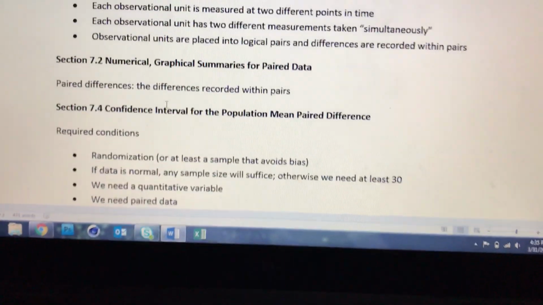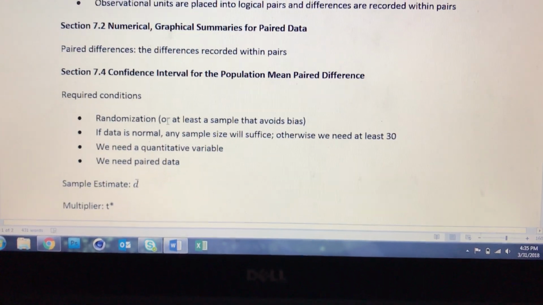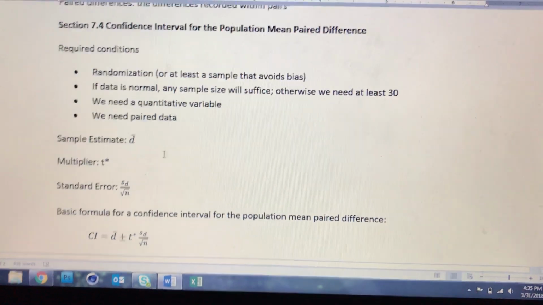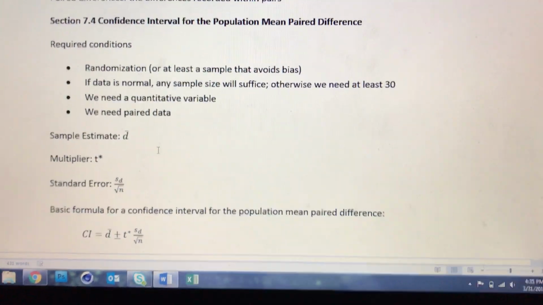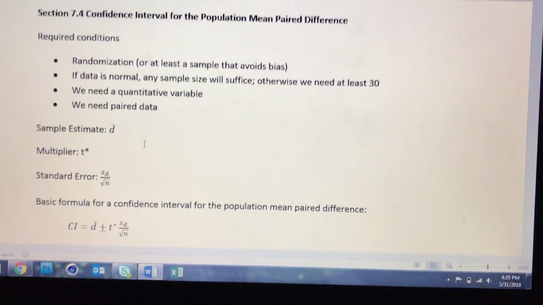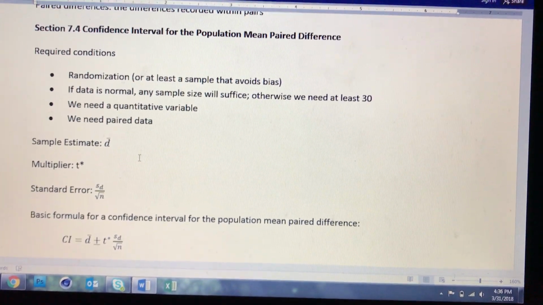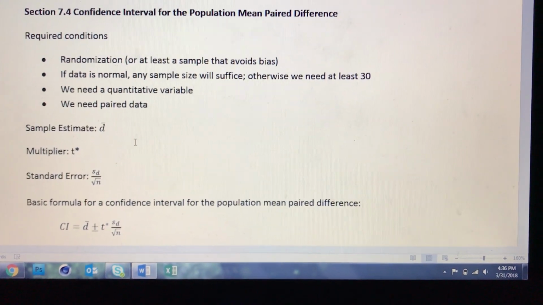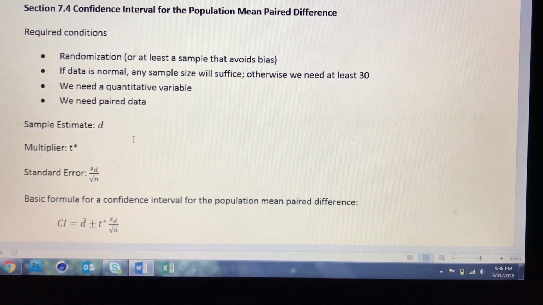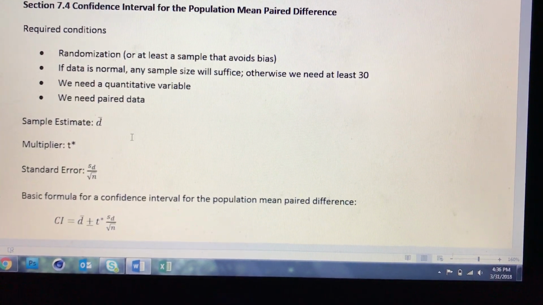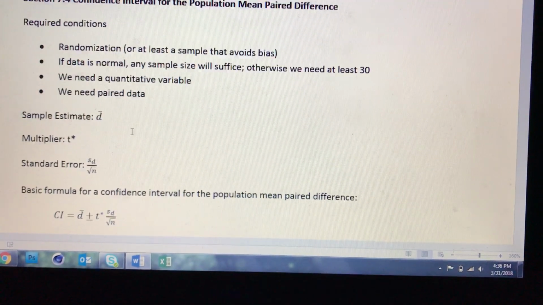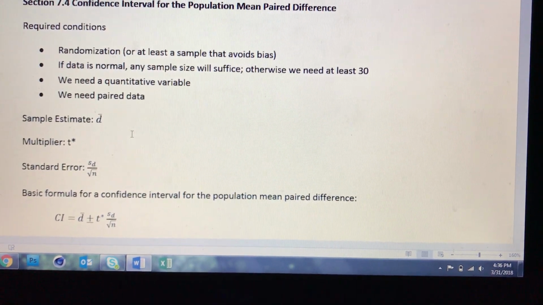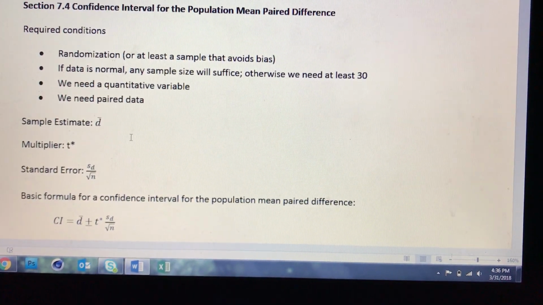So we're going to jump all the way down to statistical inference. There is another sampling distribution here that exists and that allows us to do our statistical inference, but we will not talk about what that looks like. So we are going to do a confidence interval for the population mean paired difference. As with any statistical inference, there are certain requirements, certain conditions that need to be met in order to say that we have a valid confidence interval. The first one, of course, always being randomization, or at least a sample that avoids bias.